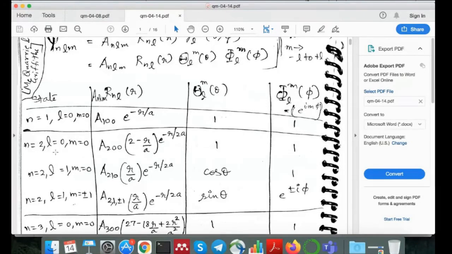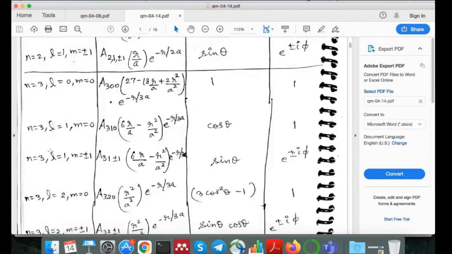Now, if you just look at these 3 lines, you will think that there are 3, but no, actually there are 4. So Praveen, you are right. So there are 4, right? So basically, L equal to 0, M equal to 0, L equal to 1, M equal to 0, L equal to 1, M equal to 1, and L equal to 1, M equal to minus 1. So there are 4 degenerate states for N equal to 2. For N equal to 1, how many degenerate states? Just 1. Basically, there is no other state. So there's just 1 state. For N equal to 2, you can see 4 states.